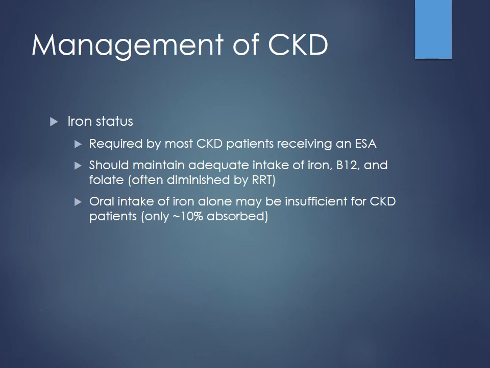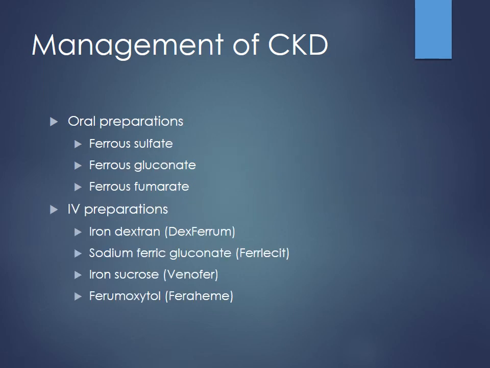You may find that oral intake of iron is not going to be enough for some patients, especially because the bioavailability is pretty poor for that, especially if you have any kind of drug interactions where they're being bound up. So in a lot of cases you may need IV replacement. The most common oral preparations you're going to run into are things like ferrous sulfate, ferrous gluconate, ferrous fumarate.